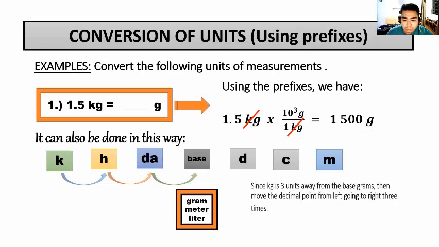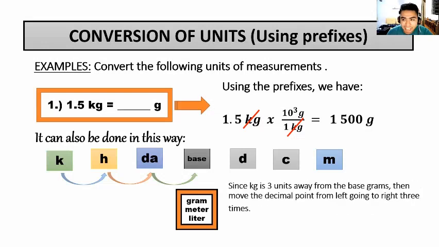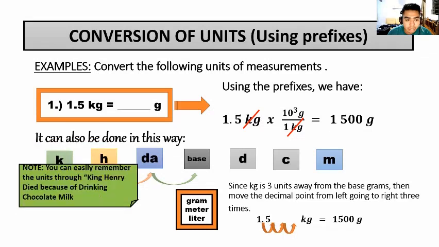So, since kilogram is 3 units away from the base grams, then move the decimal point from left going to right 3 times. So that is 1, 2, and 3. Then add 2 zeros.